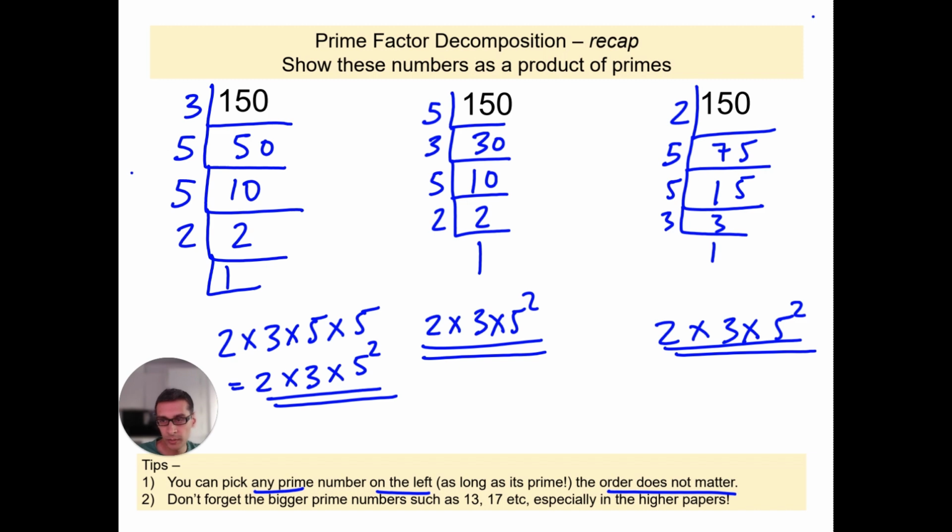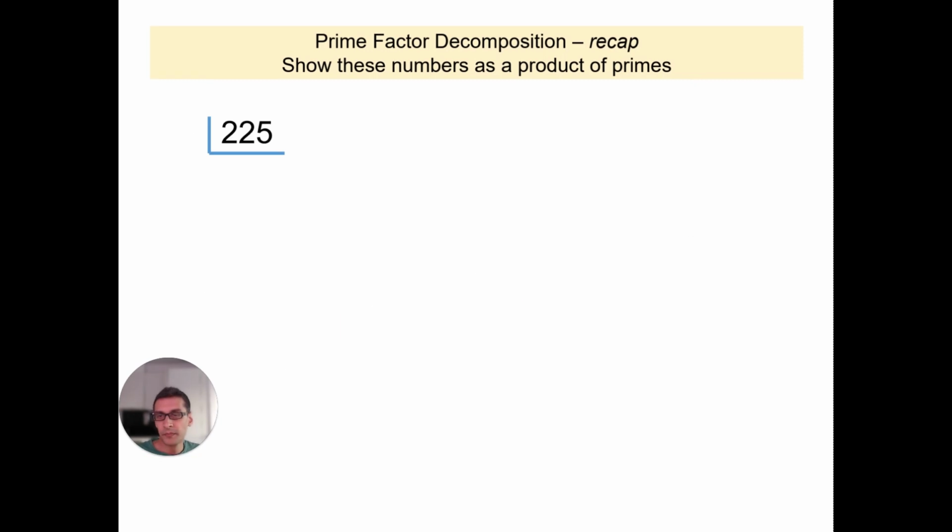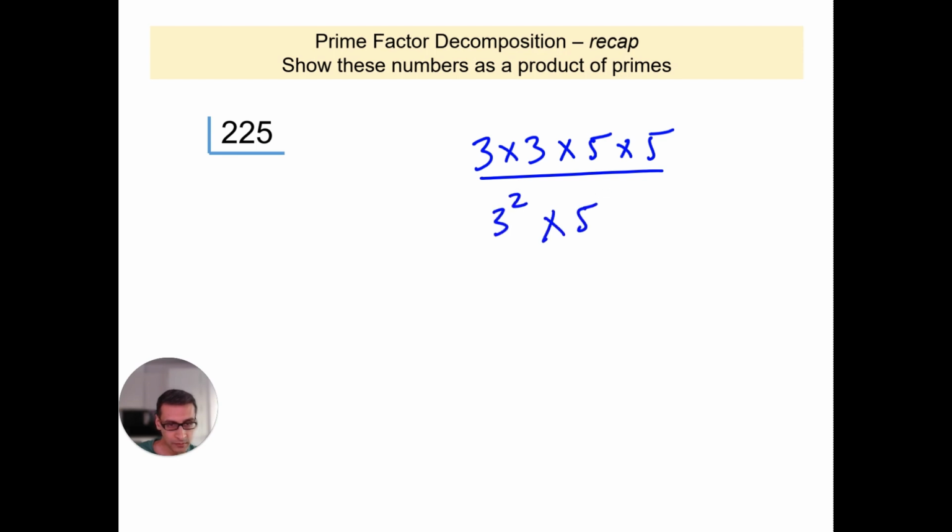Okay, so now it's going to be your turn to write down the product of primes. Write 225 as a product of primes. Pause the video, have a go, and then I'm going to do the question for you. Okay, so I'm going to now do the question. Hopefully you have an answer. If you got the answer of 3 times 3 times 5 times 5, you don't need to go through my explanation, you got it right. The other way to write this is, of course, 3 squared times 5 squared.